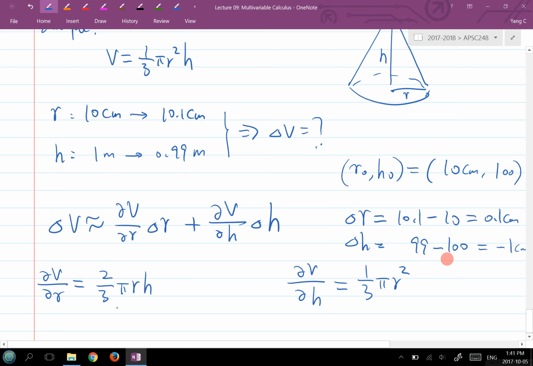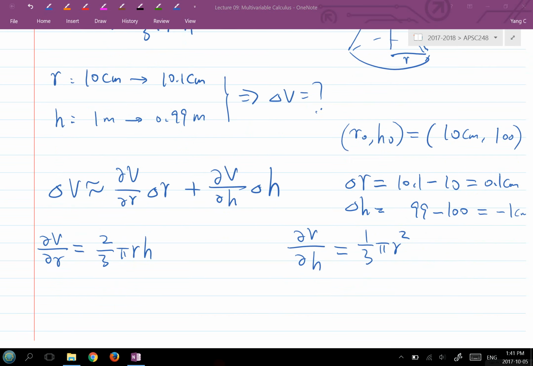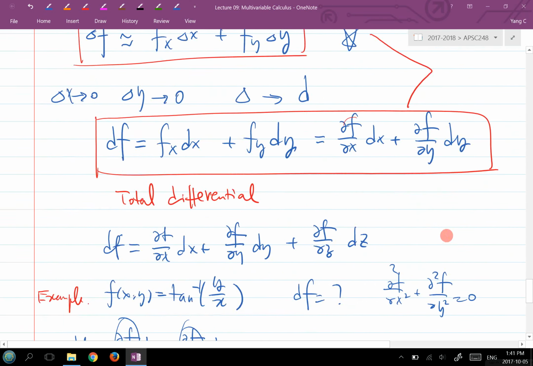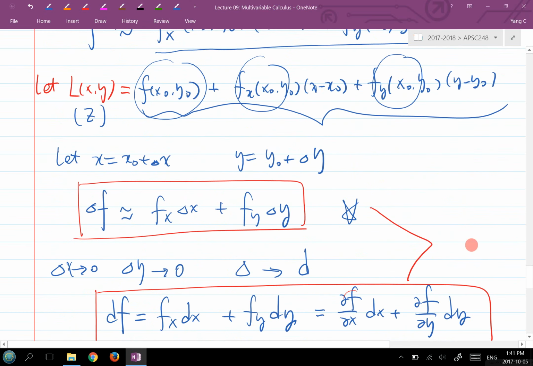Now coming back to the two partial derivatives. I have to show you the original again here. You see the original here, when we calculate the delta, what's the partial derivative? The partial derivative is calculated at which location? At the x naught, y naught location, which is the original, right?